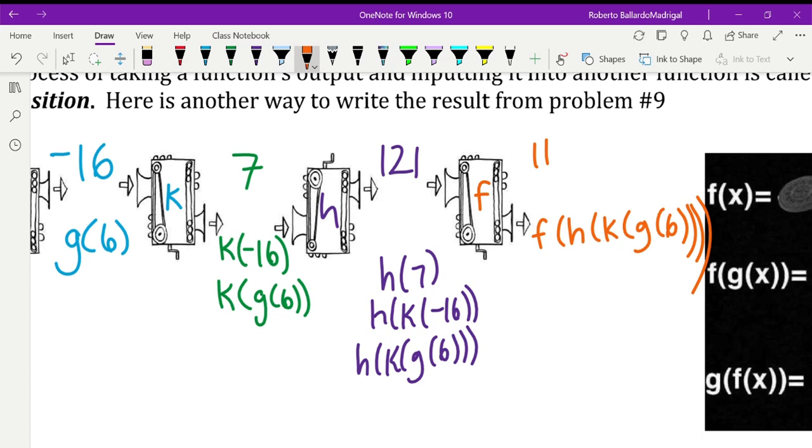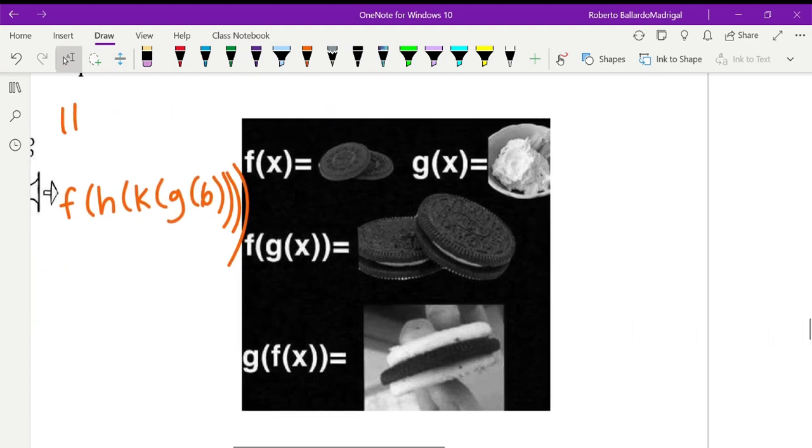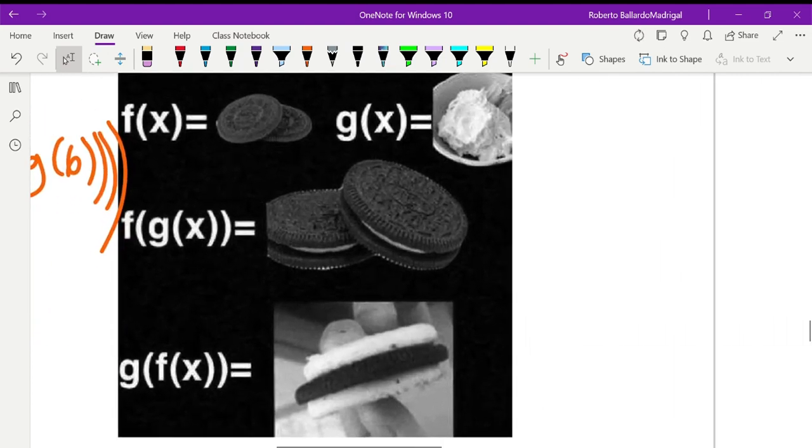So let's look at the example with the Oreos. How many of you guys like Oreos? Everybody likes Oreos. If you don't like Oreos, you're weird.